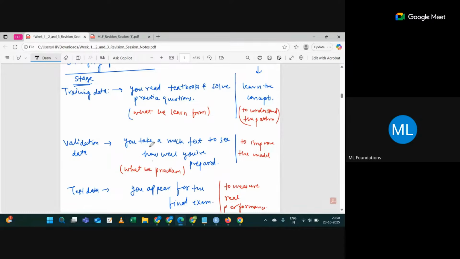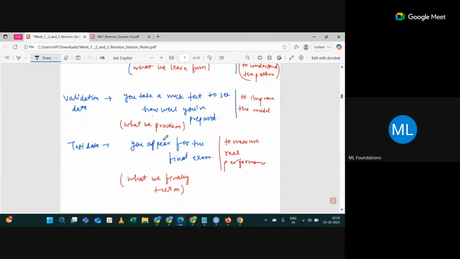So validation means you are trying to validate yourself. You will give a mock test just to check how well you are prepared for the exam. Then you will see, okay, this is the weak point and this is the area where you have to improve. That is the hyperparameter tuning I told you about. Then finally comes the test data, which you can understand as the final exam. You appear for the final exam, where there will be different, unseen questions, and whatever you have learned and improved, you have to apply during the final exam.